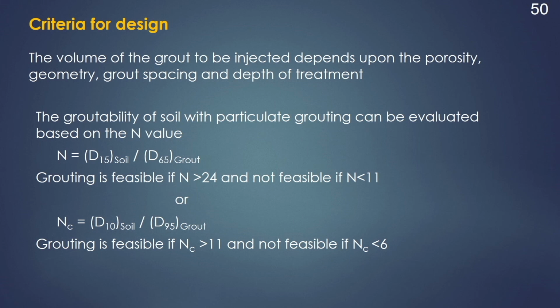Generally, the volume of the grout to be injected depends on the porosity of the soil, grout spacing and depth of treatment. And the groutability of a soil with a particular grout can be evaluated based on this N value. This N value is defined as the D15 of the soil divided by the D65 of the grout material. If this value is greater than 24, then the grouting will be feasible. If it is less than 11, then the grouting will not be feasible.